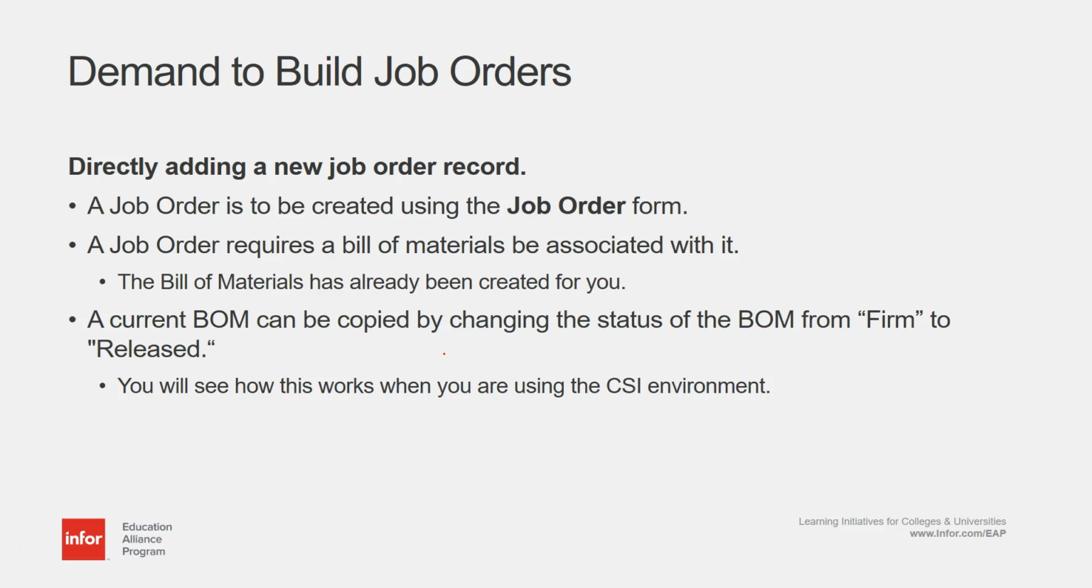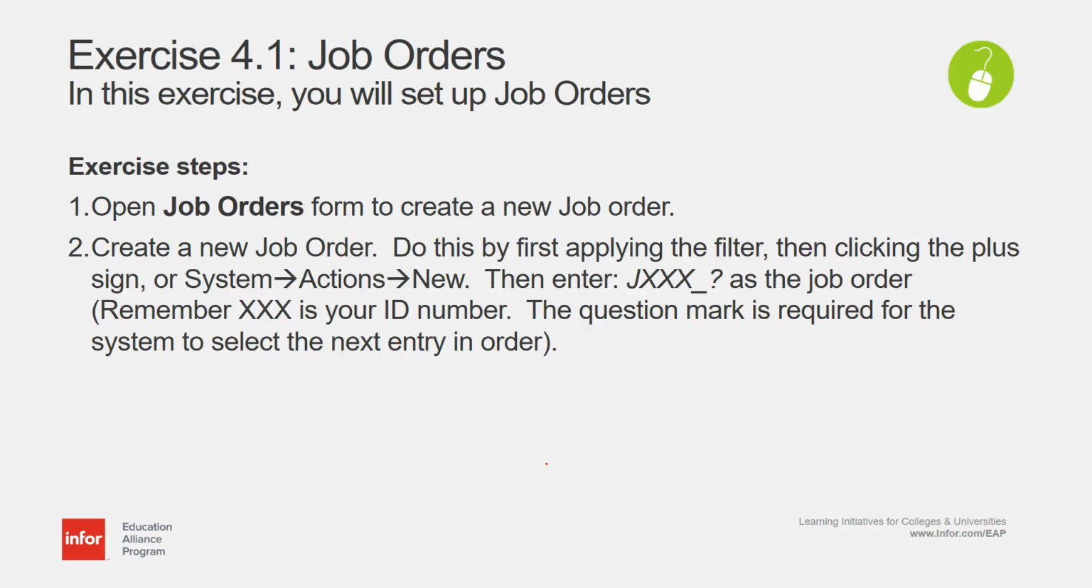Once we create the job, the bill of materials will be copied to the job, changing the status from firm to released, and you'll actually do that in our exercise. We'll change the current status from firm to released, which allows then the process to move forward. So that brings us to exercise 4.1.